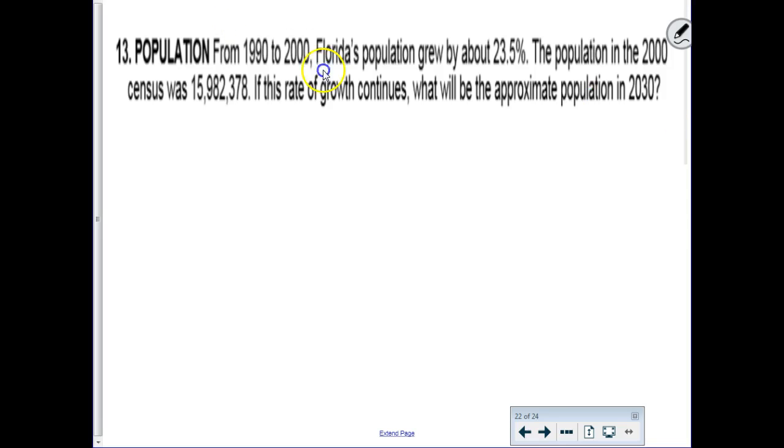All right, so first of all, be careful. How much time has elapsed here? 10 years, which we can just call a decade if you wouldn't mind. Are we okay with that? So it's growing 23.5% per decade. Are you okay with me saying it that way?